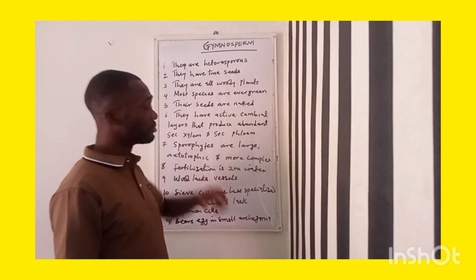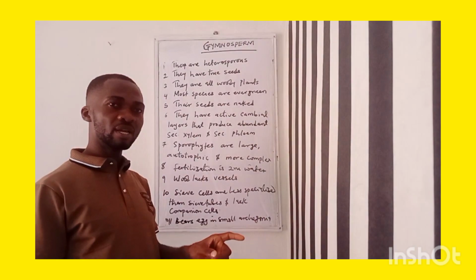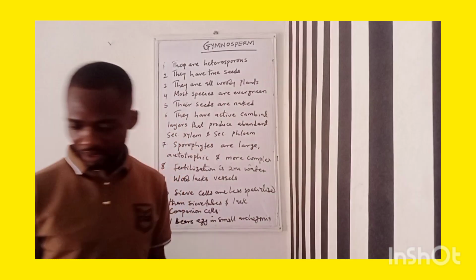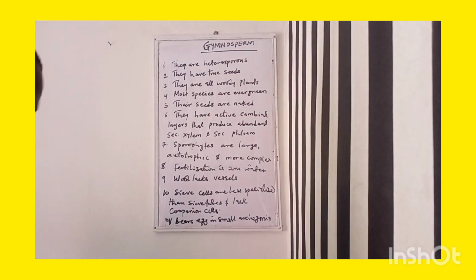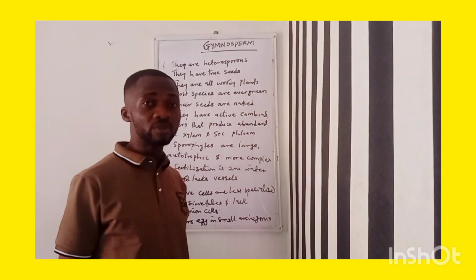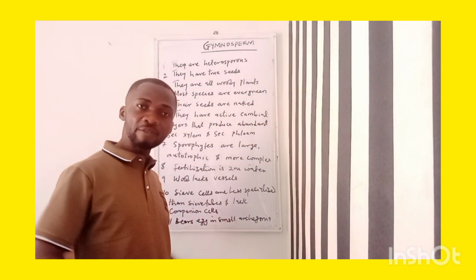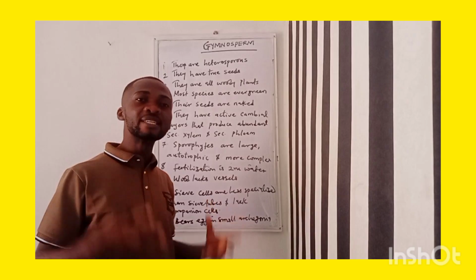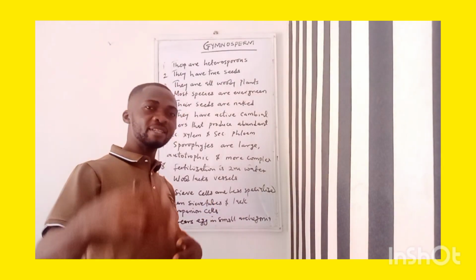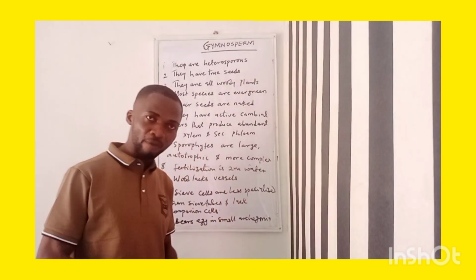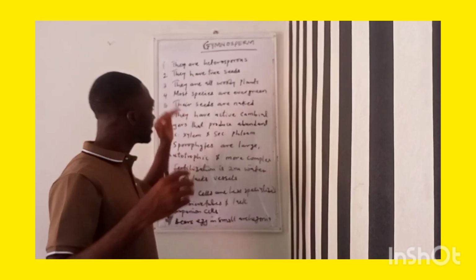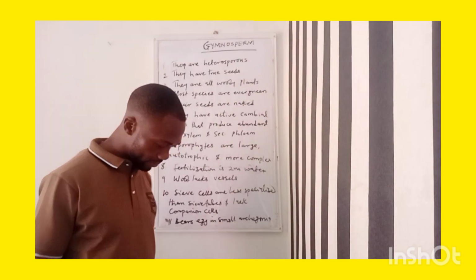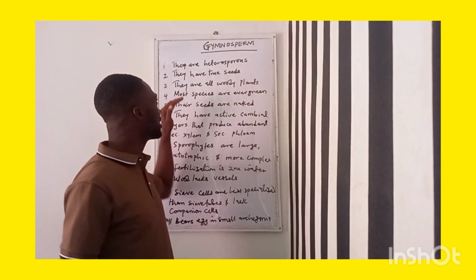Then the second characteristic of gymnosperms is that they have true seeds, and I've explained this a minute ago. Gymnosperms have true seeds, just like angiosperms. The only difference is that their seeds are naked, unlike the seeds of angiosperms that are covered within the carpel or within the pistil. Then it is also important to note that all members are woody plants.